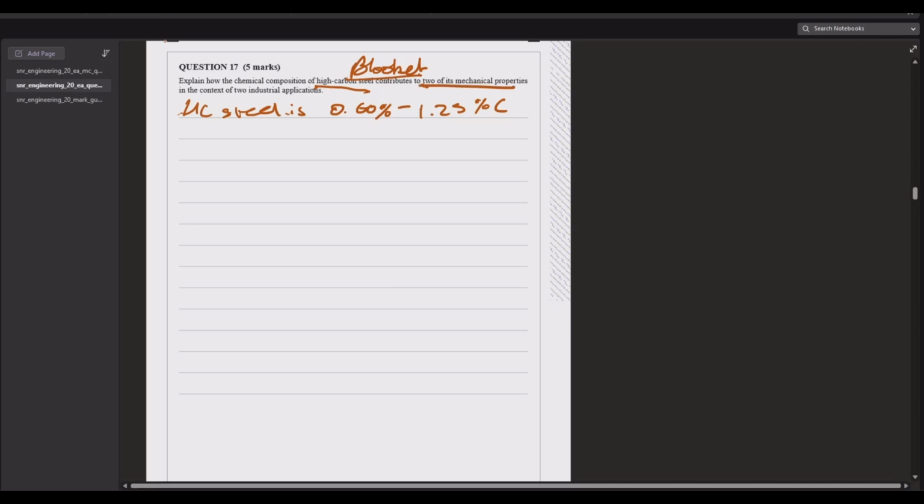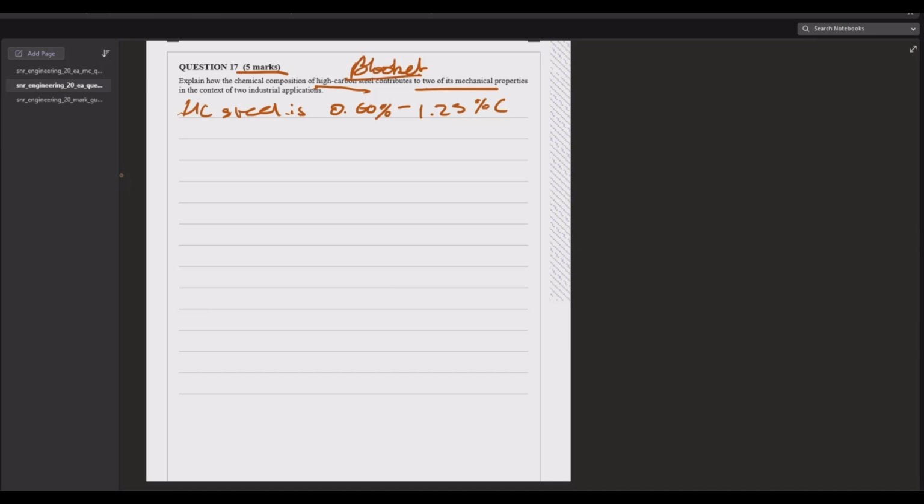Next we're going to have to link that to two of its mechanical properties in the context of two industrial applications. The marking distribution is pretty simple here. We've got one mark for this statement, one mark for each of the mechanical properties, and one mark for each of two industrial applications.